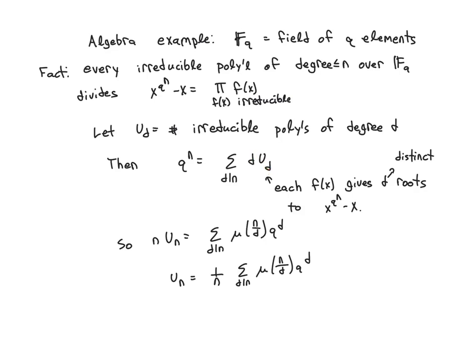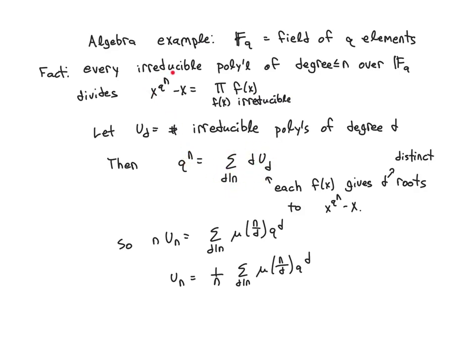Why? Because each irreducible polynomial of degree d has d distinct roots by theorems of algebra. There's no multiplicity, they're all distinct. And since f of x appears in this product, these d roots are roots of this polynomial as well. And so each polynomial gives you d roots. You sum over all the possible divisors, and you're getting all the possible roots.